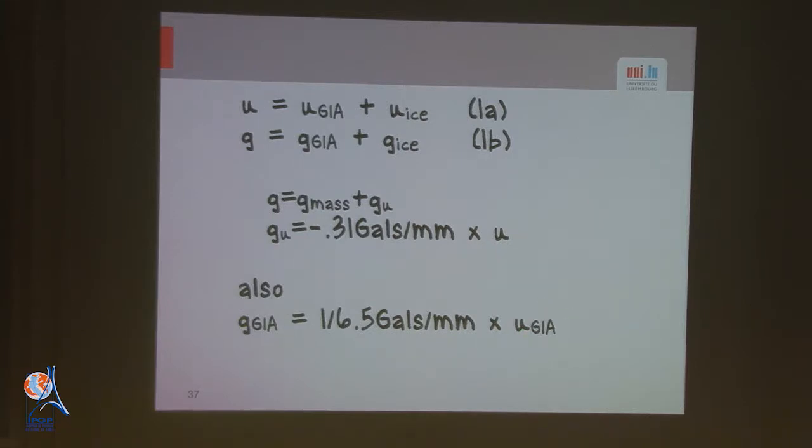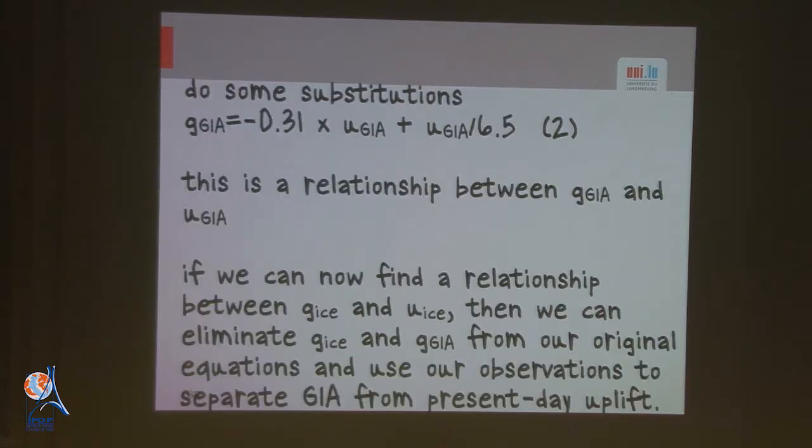So now we're still stuck at this point with trying to figure out which one has the GIA signal in it. We do some substitutions, and we come up with this equation here, that the gravity change due to GIA is related to the free air gravity change times the uplift, plus this ratio due to the GIA part. And this gives us a relationship, again, between the GIA signals in gravity and uplift. And if we can find a relationship between the elastic components of gravity and uplift, then we can eliminate these from the equation, and we can pull out GIA directly.